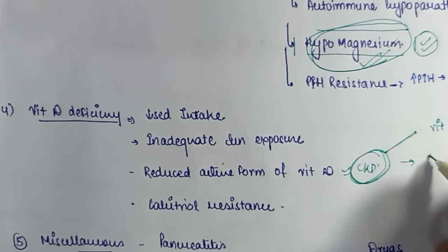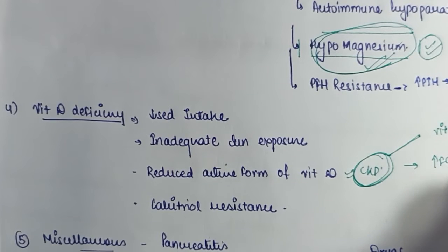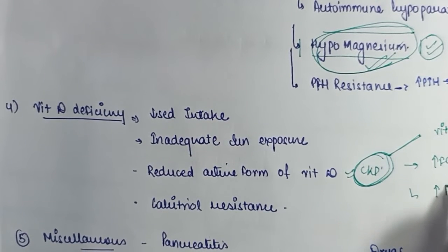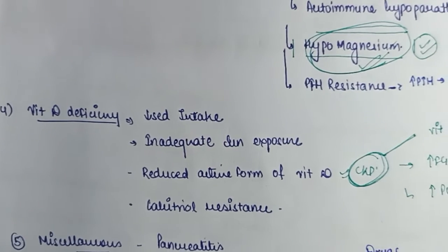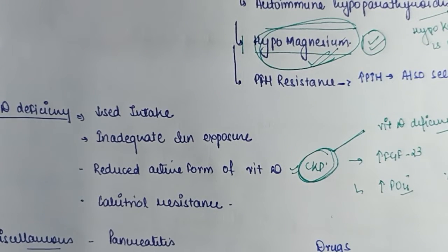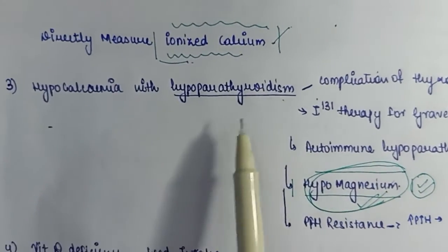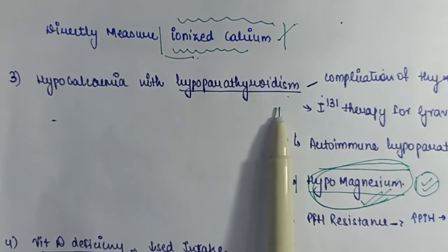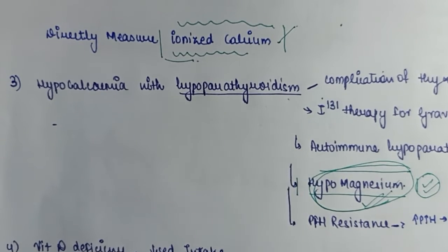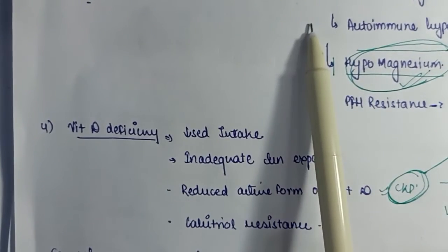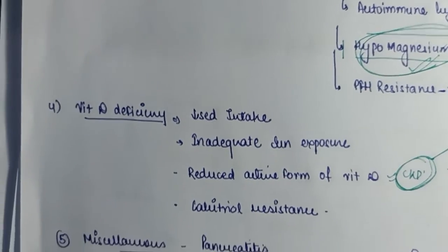And there is increased level of FGF23, which we have already discussed, and increased phosphate levels. So these are the main reasons why there is hypocalcemia in CKD patients. But one most important thing is, in CKD patients there will be secondary hyperparathyroidism with hypocalcemia. So hypocalcemia with secondary hyperparathyroidism is seen in CKD patients. We have discussed hypocalcemia with hypoparathyroidism, but in CKD there will be hypocalcemia with secondary hyperparathyroidism. So: hypoparathyroidism, vitamin D deficiency, secondary hyperparathyroidism.